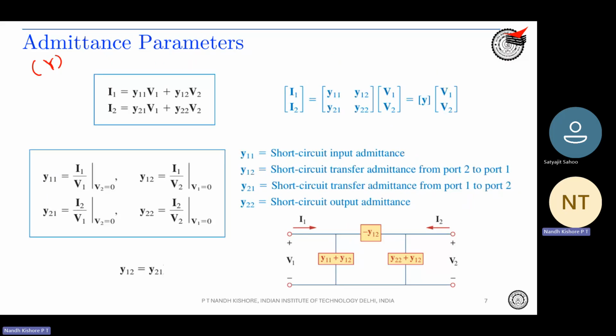So over here in admittance parameters, it's the complementary, which means that I1, I2 are going to be dependent variables because I1, I2 will be defined by V1, V2. So I1, I2 are your dependent variables and V1, V2 are your independent variables.